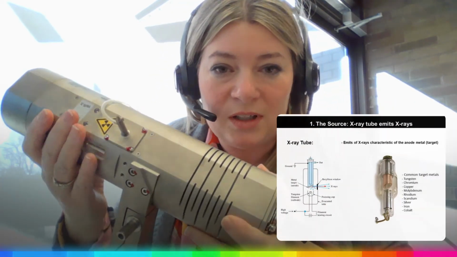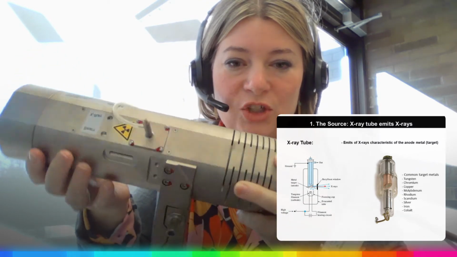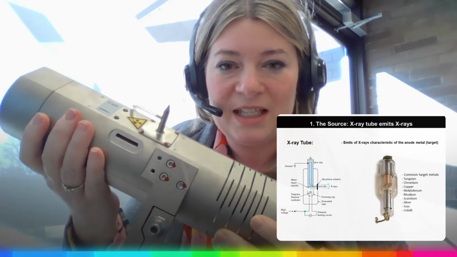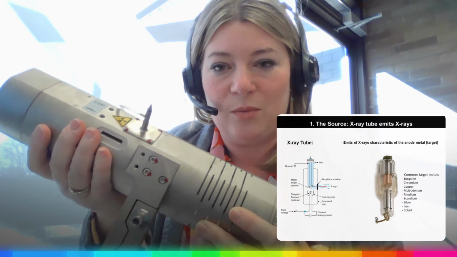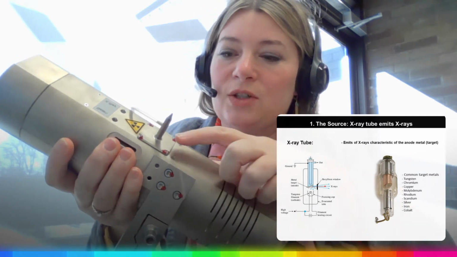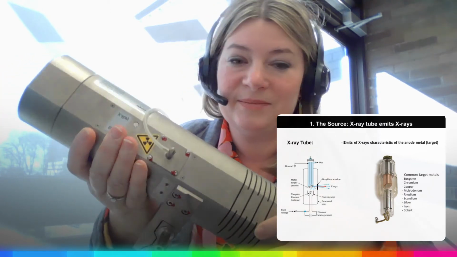Here, it's a bit heavy, here is an actual tungsten X-ray tube. Contained within this metal housing is the tube itself. When connected to the instrument, X-rays would shine out from this port.